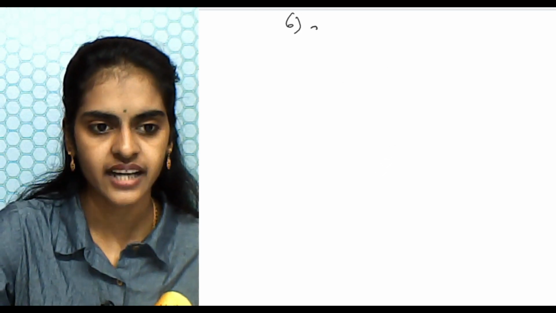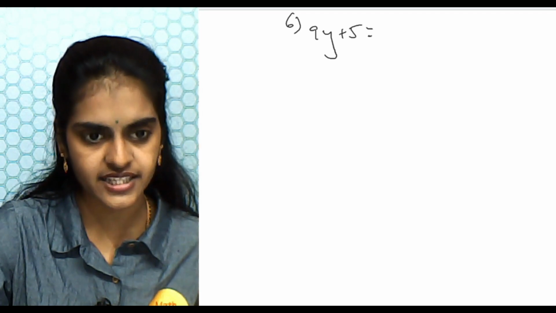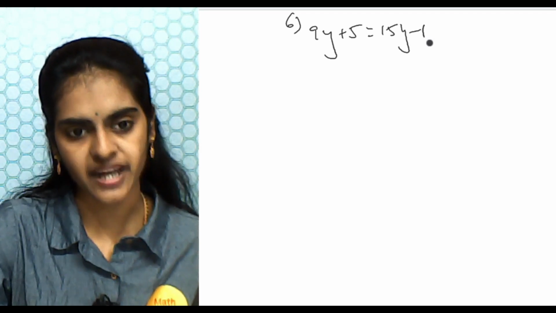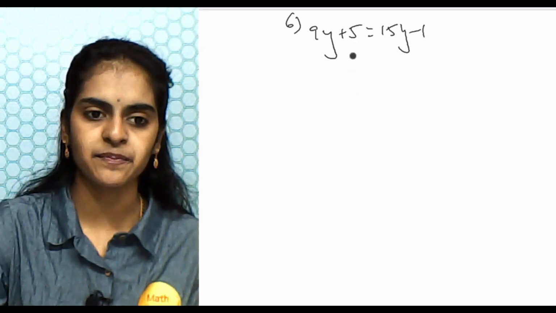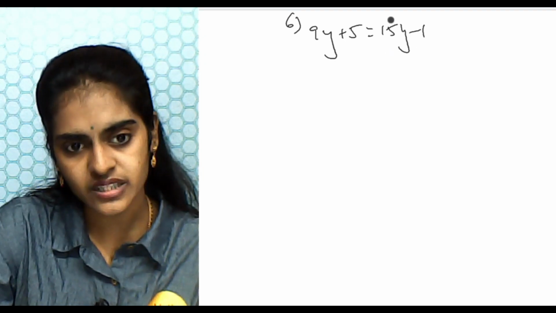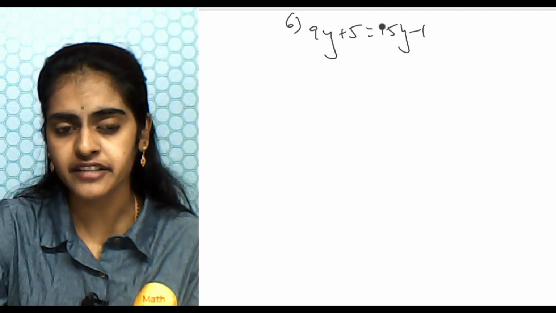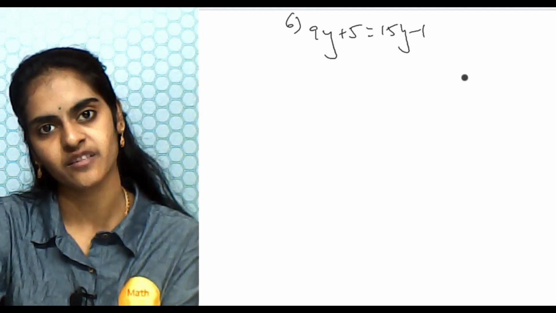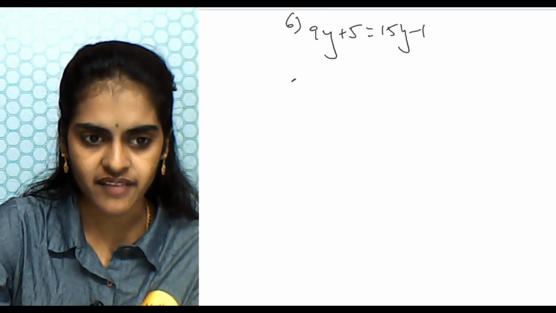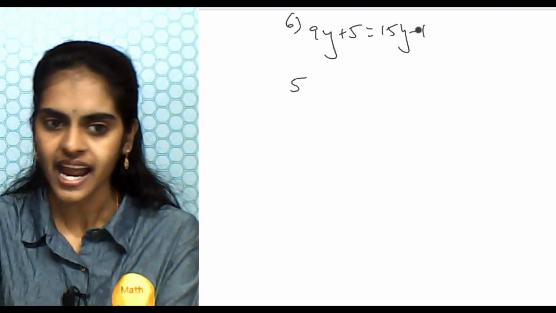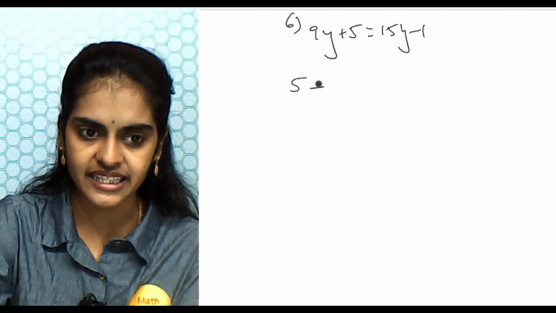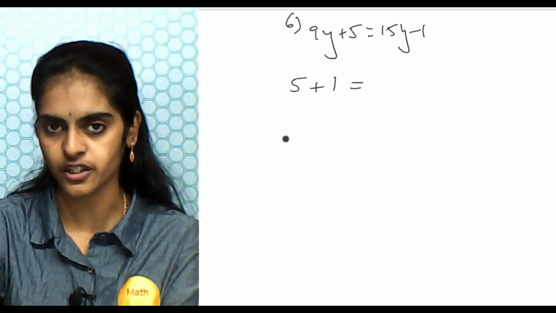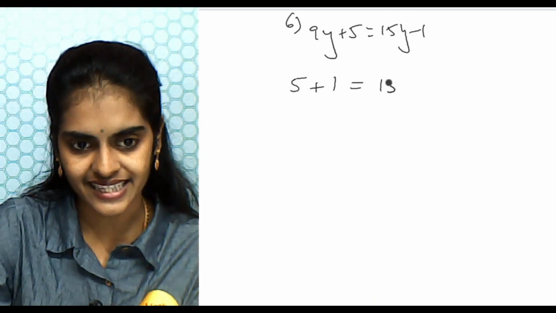So you have 9y plus 5 is equal to 15y minus 1. Okay, so let me take here, you can see 15 is a bigger number, 9 is smaller. So let me take this 9 to the other side. Okay, so 5 I will keep on this side itself, and this minus 1 let me bring here, so it becomes plus 1 is equal to, you have 15y here, write it here.